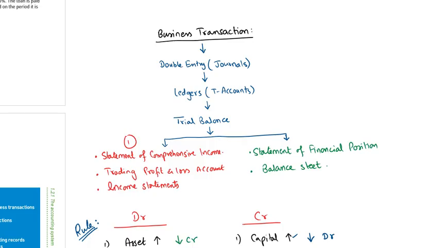So this will be our entire accounting. We'll start from the business transaction, number one. In the second stage, we'll do double entry, that is journal entries. In the third stage, we will make ledgers. In the fourth stage, we will make trial balance, and from trial balance, we'll make two important documents. Number one is the statement of comprehensive income, and the second important document is the statement of financial position. So now we'll talk about what ledgers are.